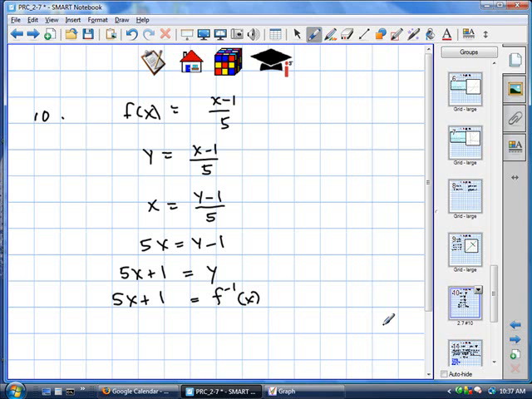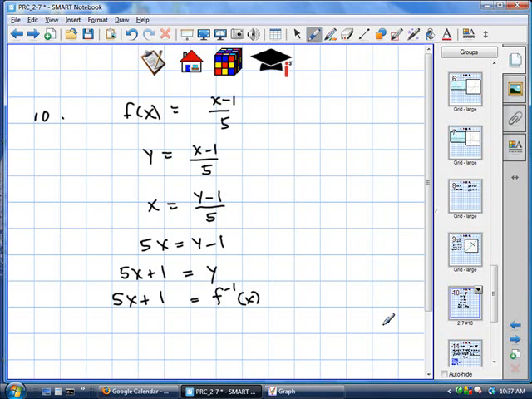Now, solve for the new y. So I had to get rid of the divided by 5. So I multiplied both sides by 5, and I got this. And then I wanted to get y alone, so I added 1 to both sides. Here we go, 5x plus 1.